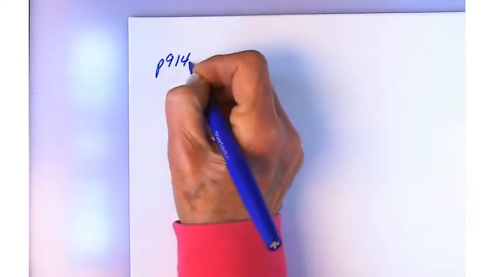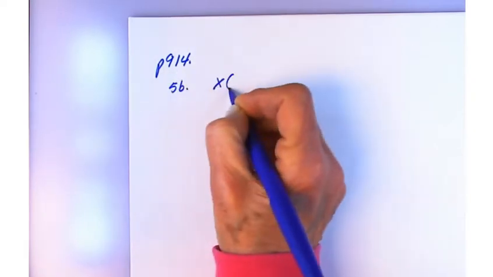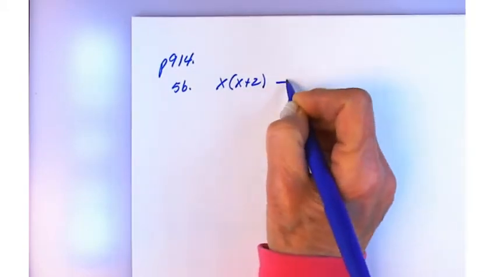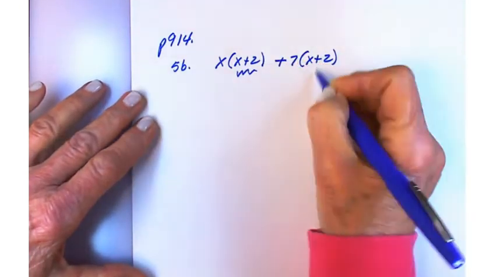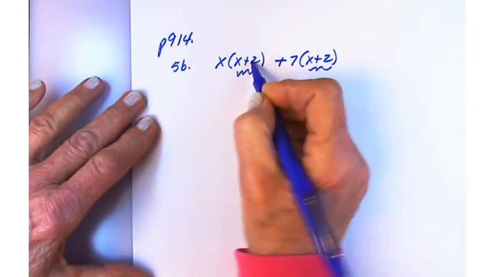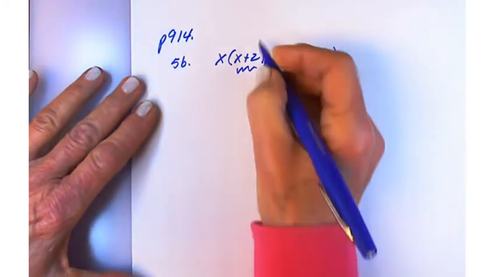probably on page, no, let me see if he has any little examples for us to do. Yes, he does. He does on page 914, where we have 5b. And we have x(x plus 2) plus 7(x plus 2). So these are, if they're not the same, if this is x plus 2 and this is x plus 3, forget it. They have to be exactly the same.